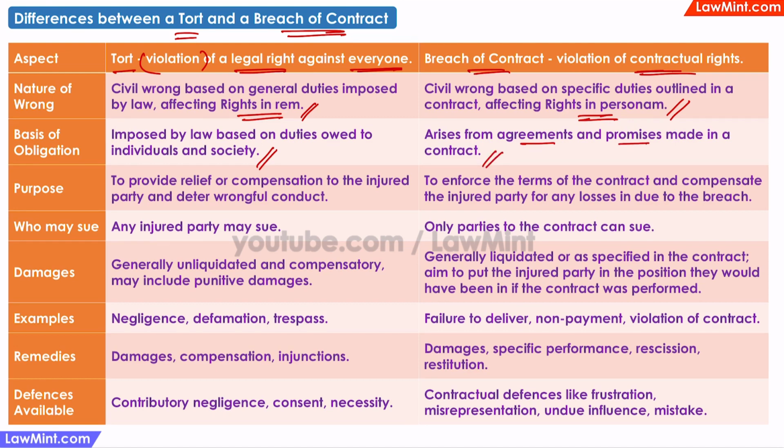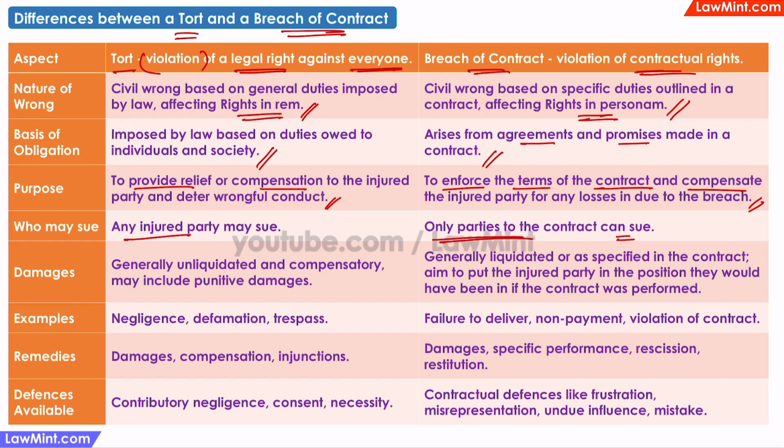The purpose of a tort suit is to provide relief and compensation to the injured party and also to deter wrongful conduct, whereas the purpose of a breach of contract suit is to enforce the terms of the contract and to compensate the injured party for the losses due to the breach. In a tort, any injured party affected by the wrongful conduct may sue, because tort arises out of a right in rem. For a breach of contract, only the parties involved in the contract have the right to sue.